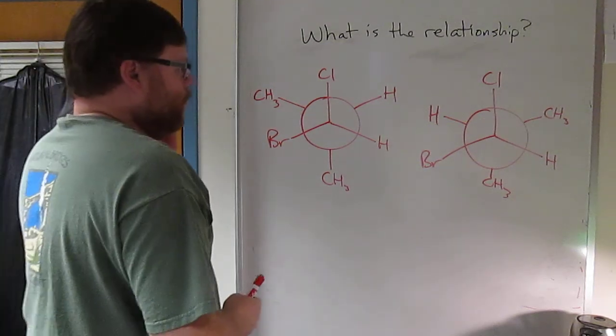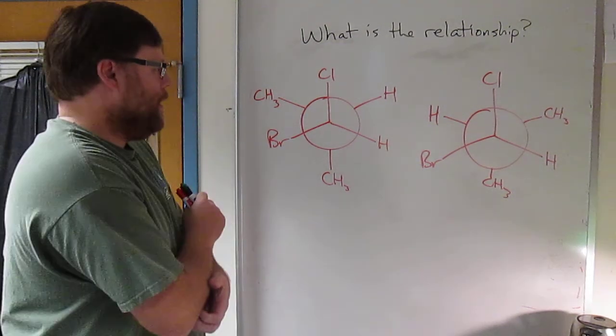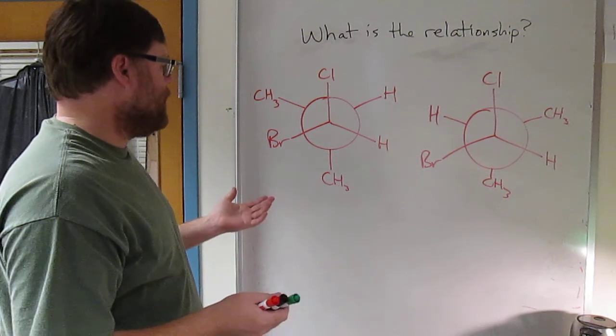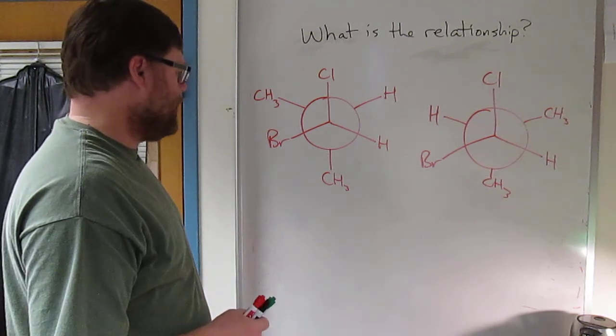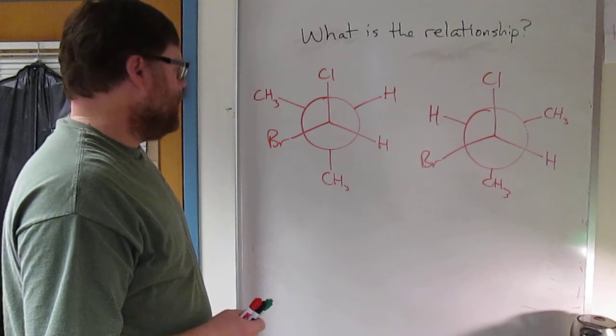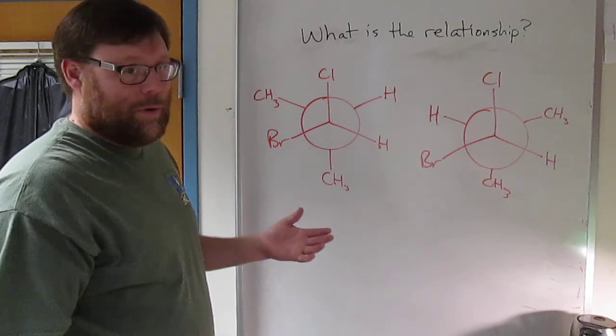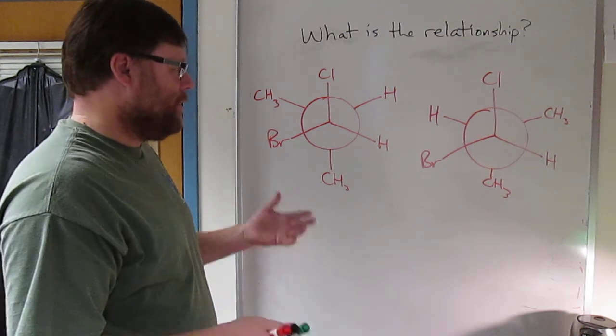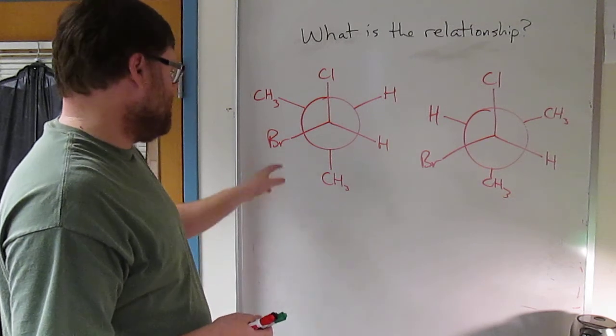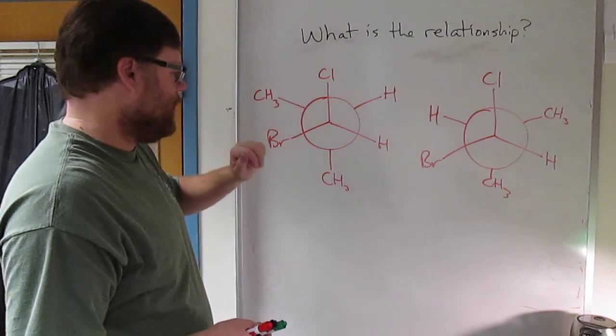Okay, so one more, what's the relationship? So these are two Newman projections again, much like the last problem. So once again, you need to figure out if they're superimposable from the start. Look for an obvious difference. There's no obvious difference. There's one bromine, one chlorine in both molecules.